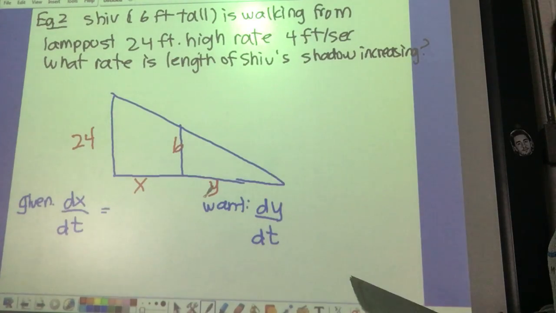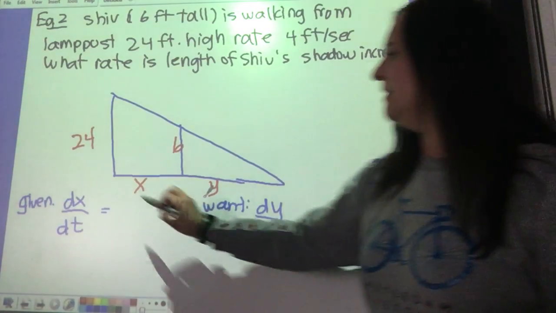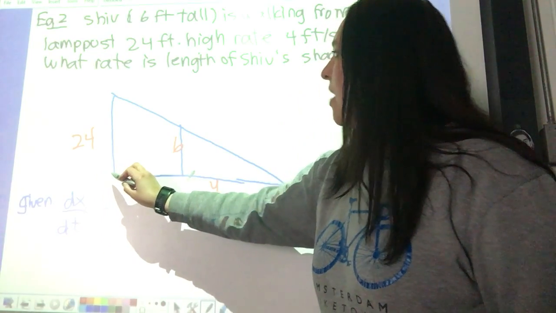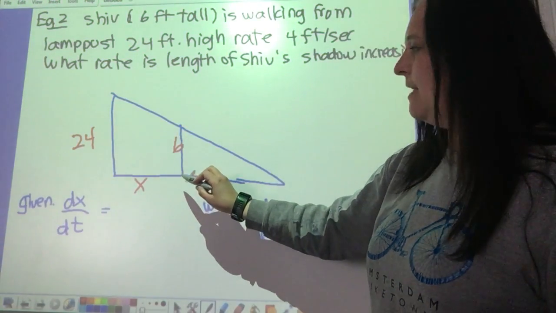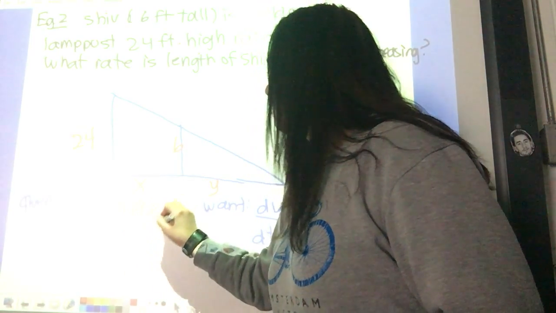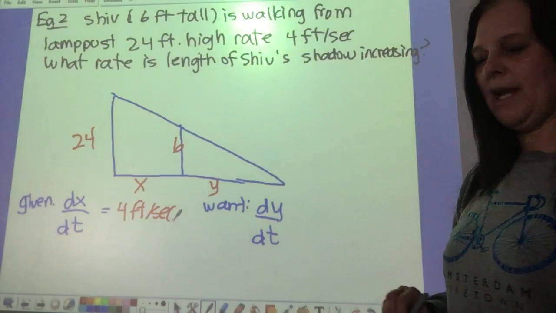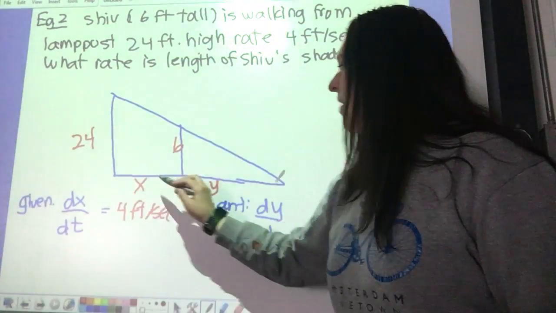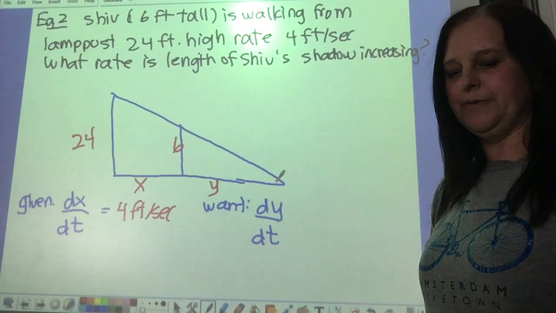So again, what are we given? We are given dx over dt. We know that Shiv, who is roughly 6 feet tall, is walking away from the lamppost at a rate of 4 feet per second. And we want to know the rate at which his shadow is moving. So this would be his shadow. When he walks away, what's the rate at which his shadow moves?